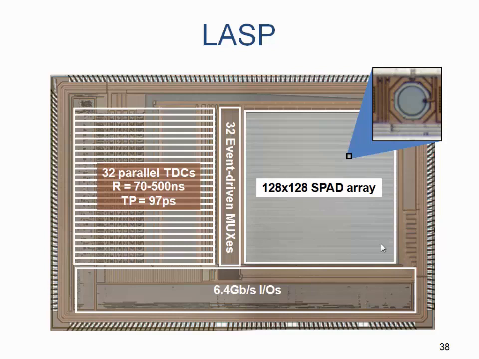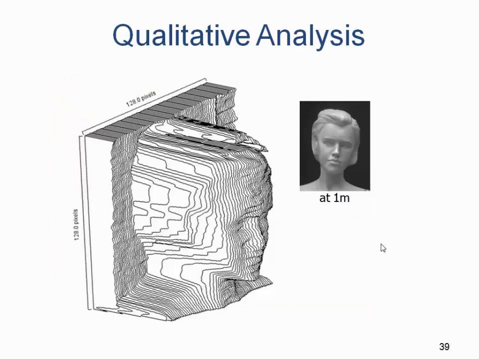Now, what is the problem with this architecture? The number of TDCs is too small. Essentially, the number of measurements that you can perform at the same time is only 32. You can do that 10 million times per second, but it's still not enough if you want to increase the number of pixels. So this system is not really scalable. But the results are quite staggering.